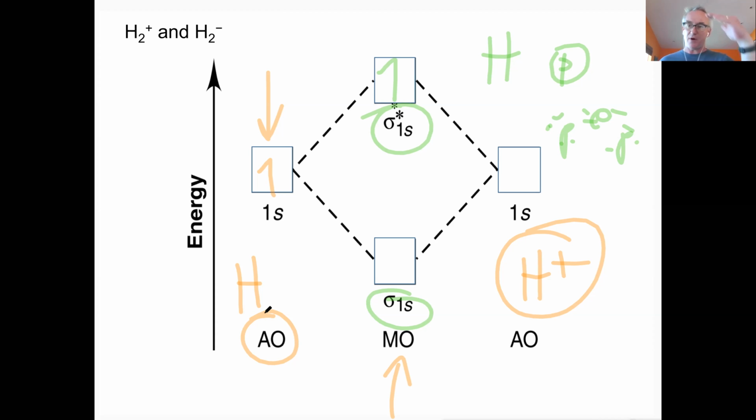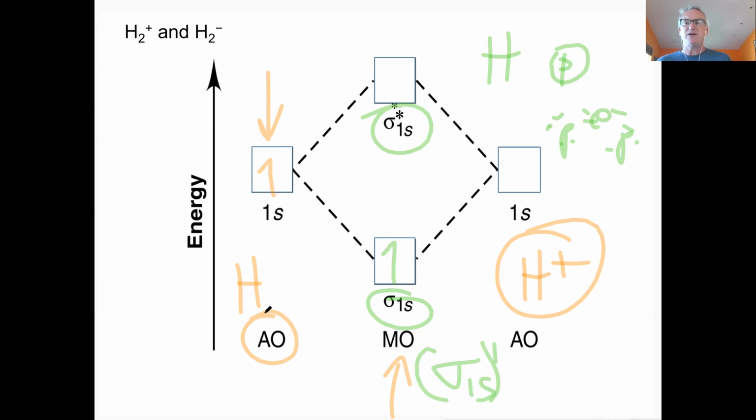So where do I put that only electron? Do I put it in the anti-bonding orbital or the bonding orbital? The bonding orbital. Yeah, it's the lower energy one, right? Always put electrons in the lowest energy orbital first. Always, always, always. It goes here. And I don't have any electrons left. I'm done. So my electron configuration is sigma 1s 1. I've got one electron in a sigma bonding orbital.